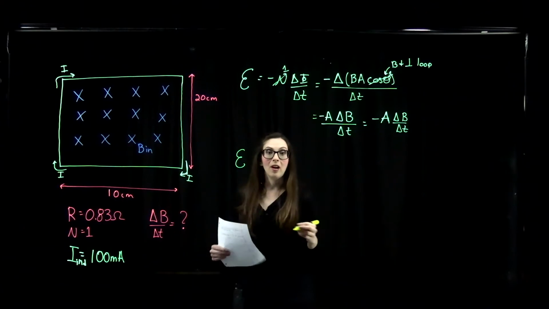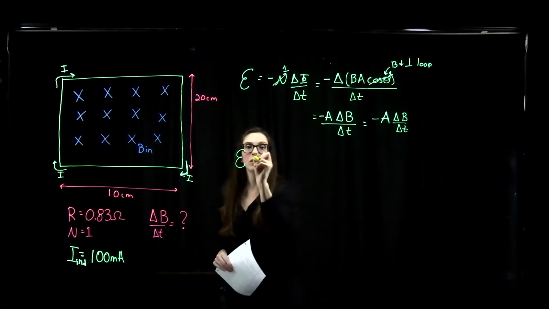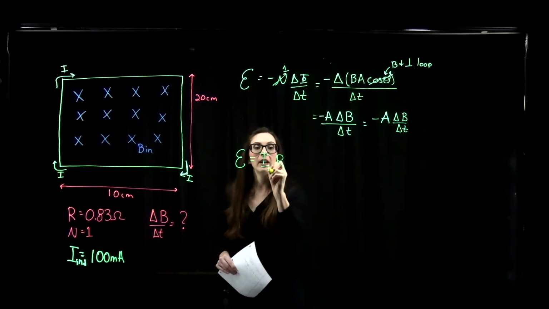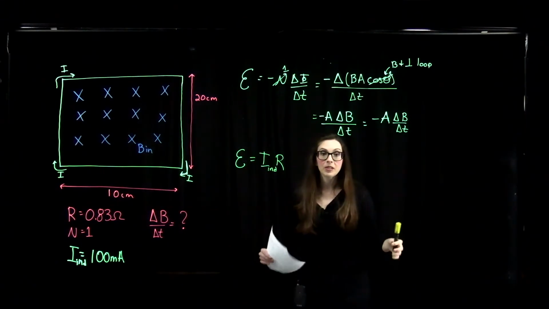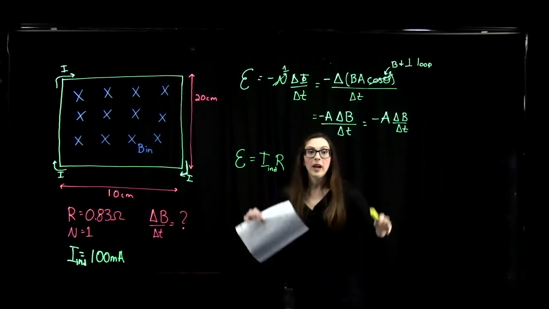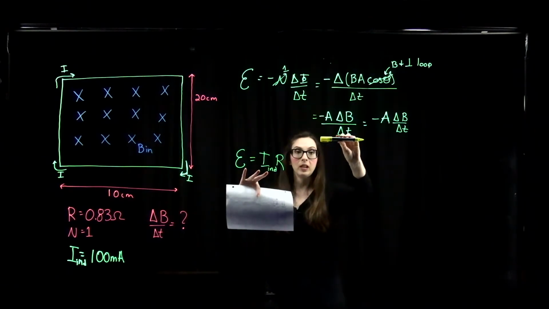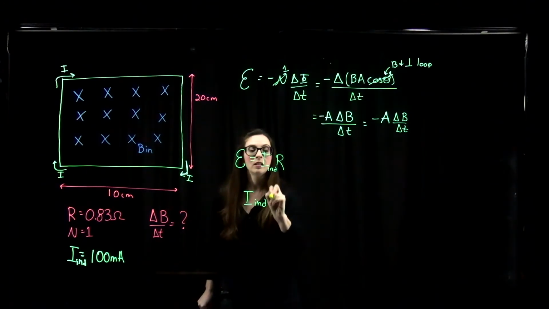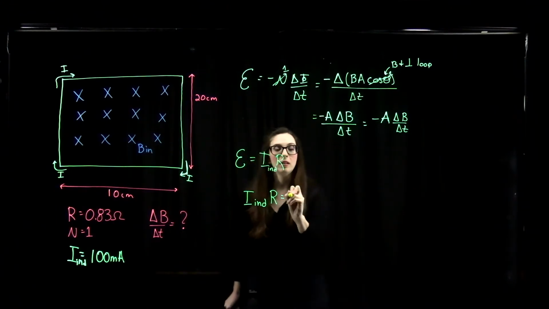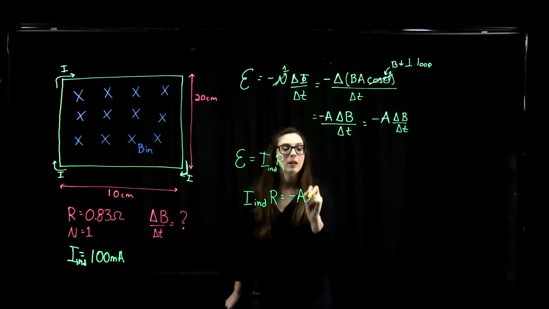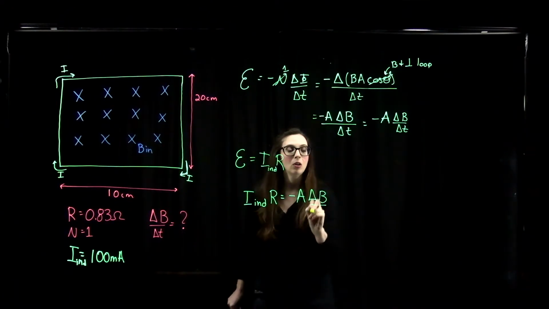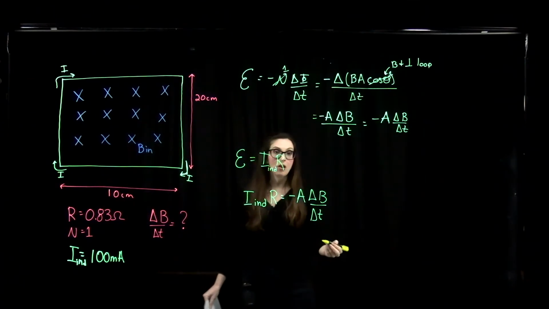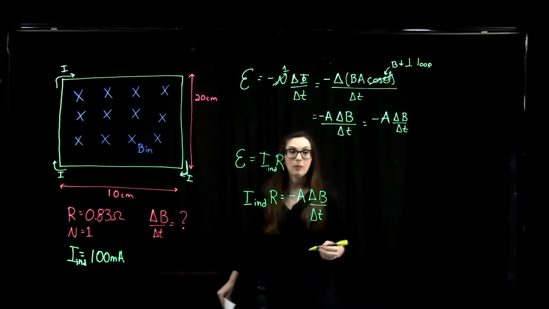But also, we know that from Ohm's law, V, or my induced EMF, is equal to IR. So my induced EMF is going to equal my induced current times the resistance of my circuit. So I can put these two equal to each other. My induced current times the resistance has to equal minus A times the change in magnetic field over the change in time. Okay, and now I can solve this equation for the change in the magnetic field.